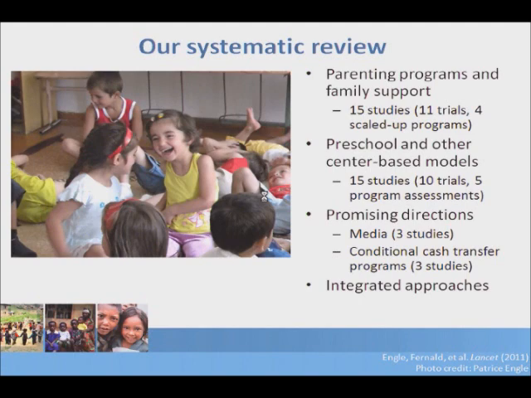I'm just going to talk today about the parenting and preschool because they have been the most studied, but most of my own work has focused on looking at the effects of cash transfer programs on child development, because I'm really interested in looking at poverty as the root cause. So we'll talk first about parenting and then about preschool programs.